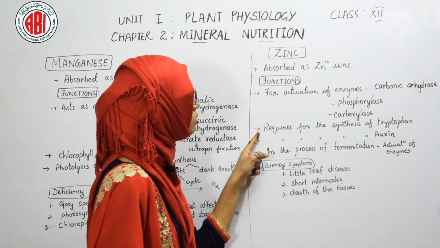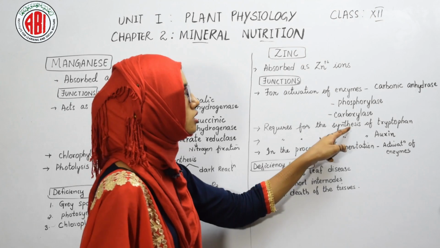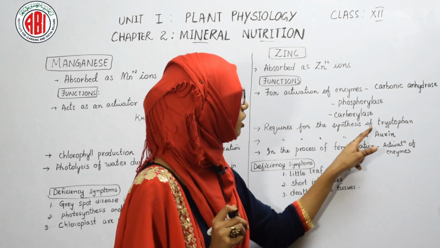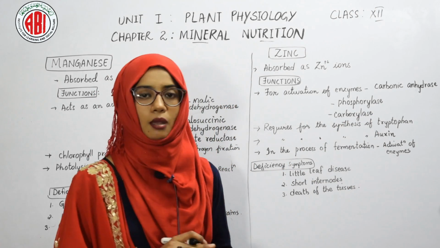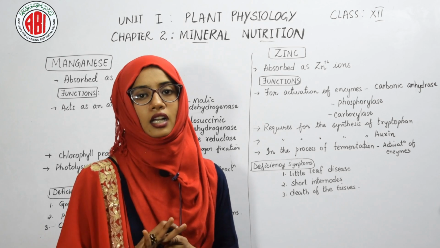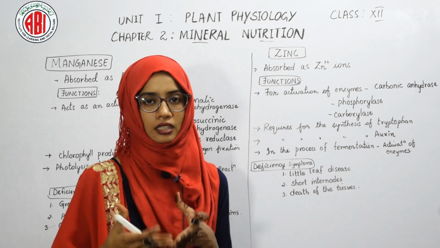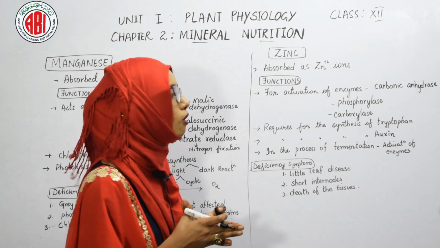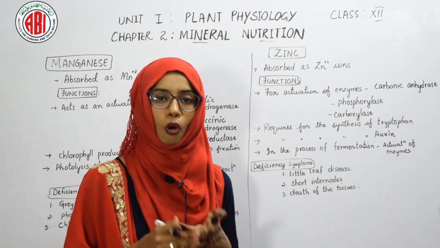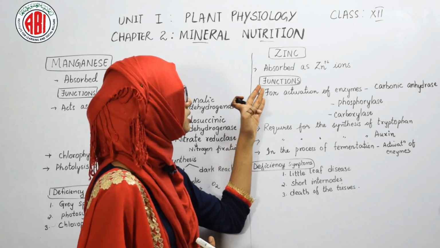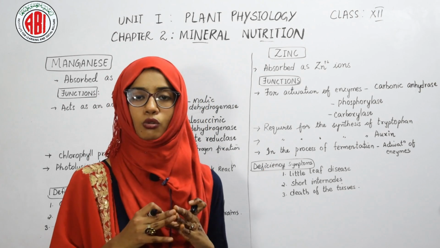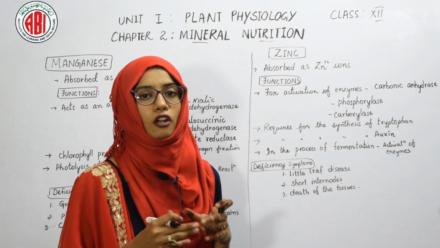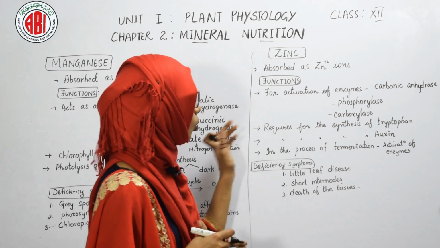This zinc is also required for the synthesis of an amino acid called tryptophan, and this amino acid tryptophan is bonded by the other amino acids and forms the chain-like structure, and that chain of amino acids is called protein. So therefore zinc is also essential in forming the structure of proteins.